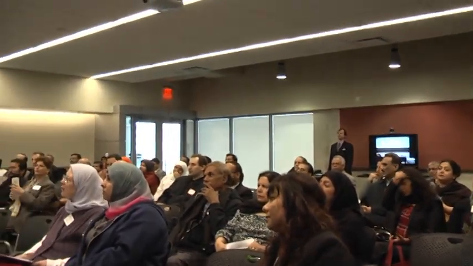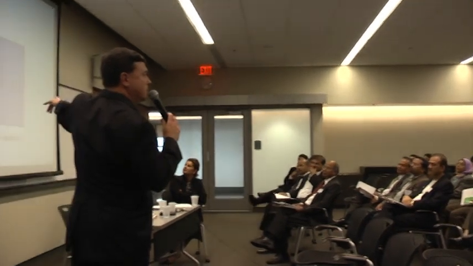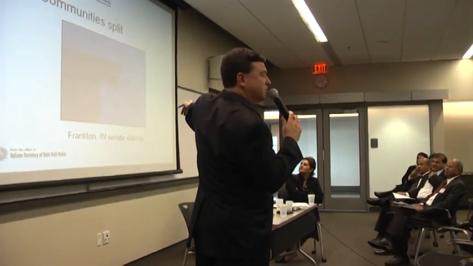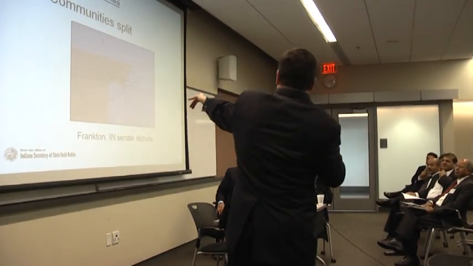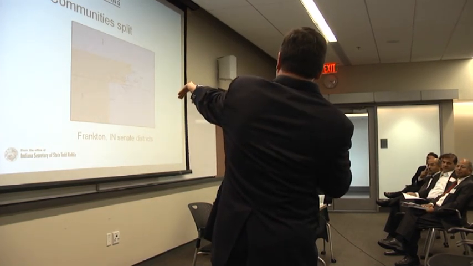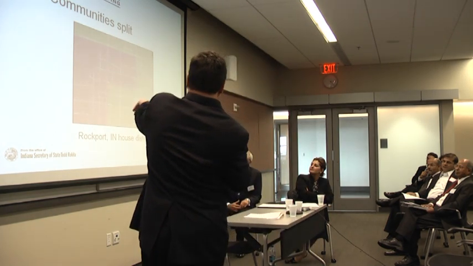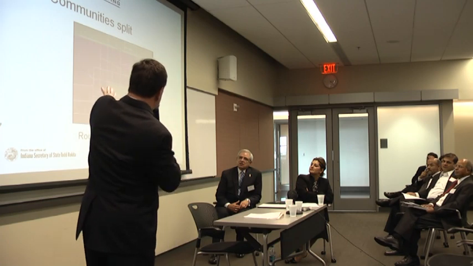Communities are split. This is Frankton, Indiana, a town of 2,000 people. They have 2 legislators, and the district goes right down the middle of East Clyde Street, which is the middle of town. There's no logical reason for this to look this way. Next. Same for Rockport, Indiana, a town of 2,000 people, down by the Ohio River. There are hundreds of examples like this in the state.